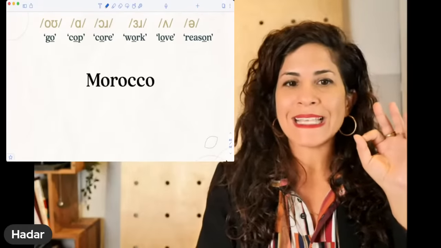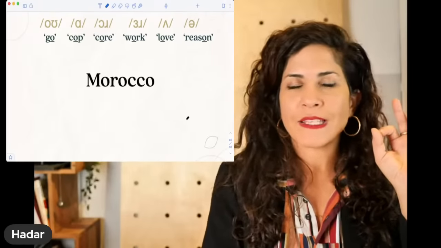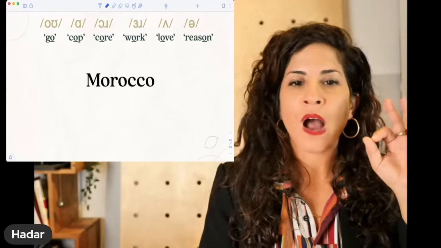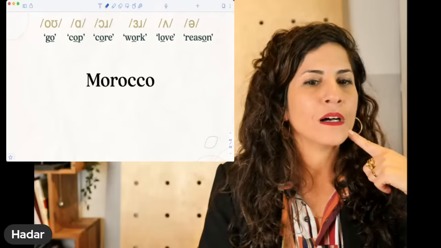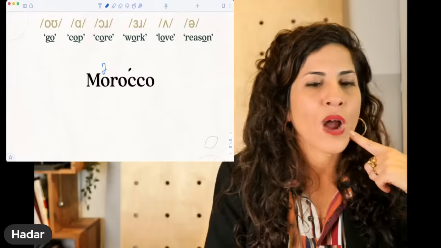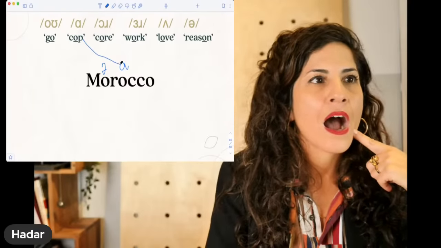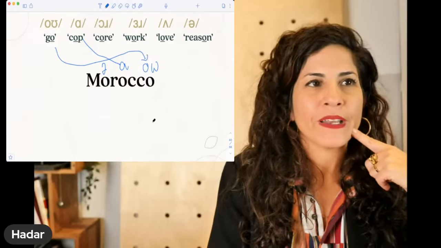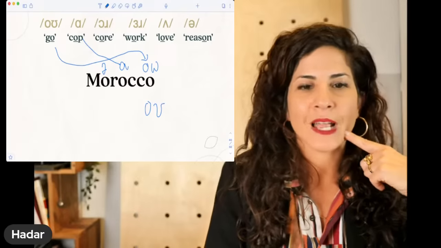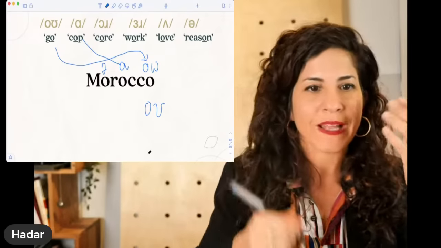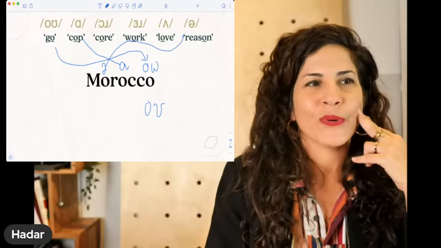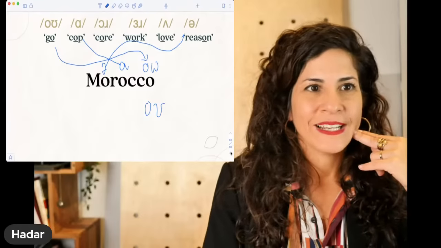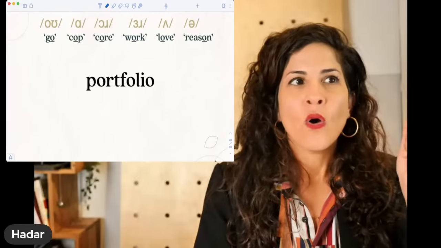Let's go through some more words. I'm going to say it, and you try to identify the sounds based on the sounds that you've learned. Morocco. Look at my mouth. Morocco. I'm writing it with a W, but if we're thinking of IPA, this is the IPA. Forgive my handwriting. I don't know how to write with this pen. This is a schwa. Morocco. Good. Practice it with me. Portfolio.